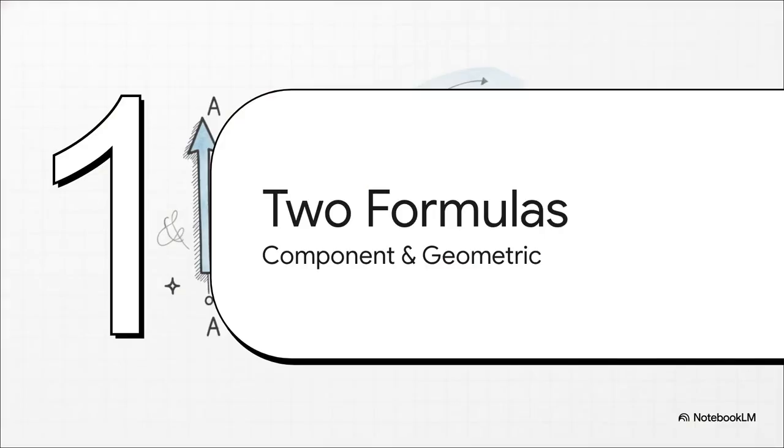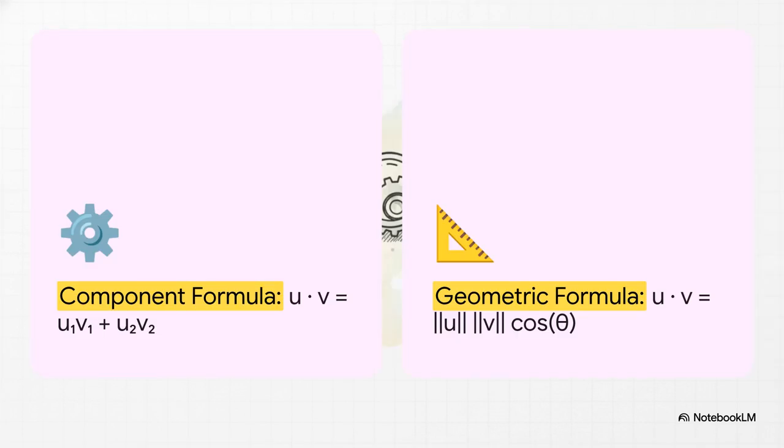Okay, so how do we actually calculate this thing? Well, the beauty of the dot product is that we actually have two different formulas that get us the exact same result, and each one is useful in its own special way. Over on the left, you've got the component formula. This is pure algebra, super straightforward. You just multiply the matching components and then add them up. And on the right, we've got the geometric formula, which uses the vectors' lengths, or magnitudes, and the cosine of the angle between them. The wild part? Both formulas give you the exact same number.